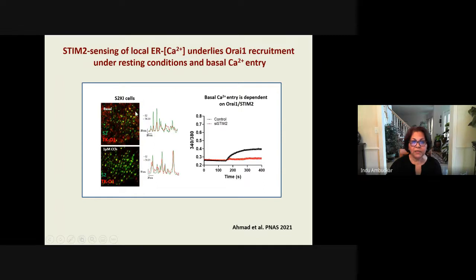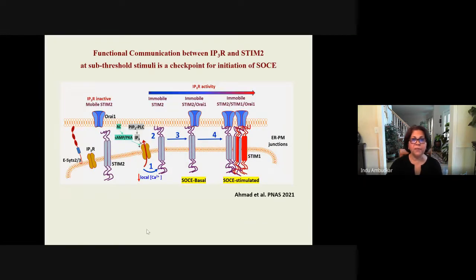And it's through these basal co-clusters, we believe, that STIM2 can carry out the basal calcium influx process. So if you knock out ORAI1, you will lose this calcium influx. When you knock out STIM2, you lose the basal calcium influx. So this becomes a very important function for STIM2 under resting conditions, STIM2 pre-clusters. But it is also very important after stimulation, especially at low level stimulatory conditions. So this is my last slide.